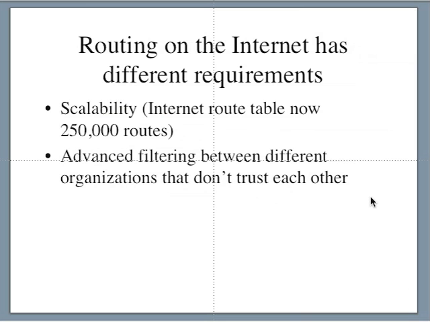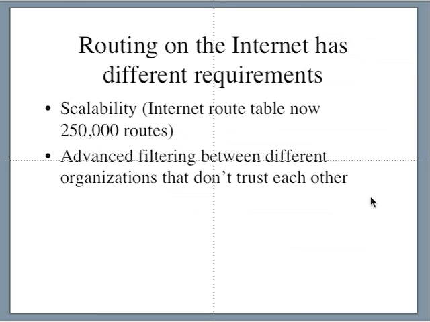Routing on the internet has different requirements. One requirement is scalability. The internet route table is now 250,000 routes. If you put 250,000 routes into an OSPF domain or a RIP domain or an IGRP domain, those routing protocols would melt down because they just can't handle it.